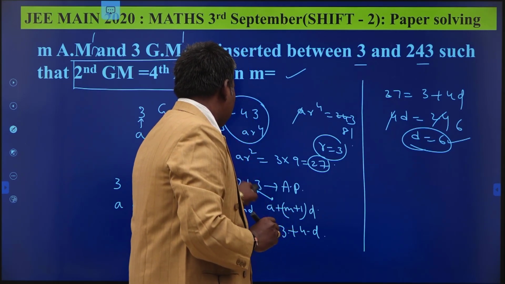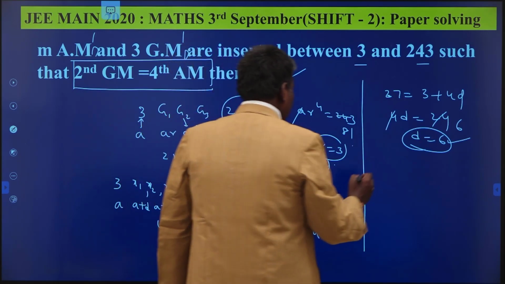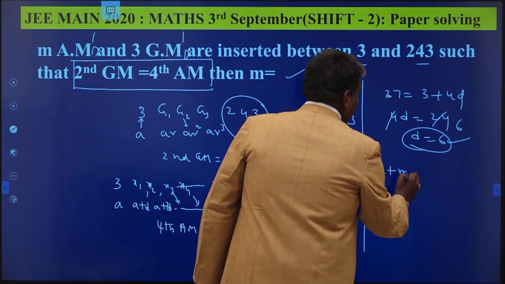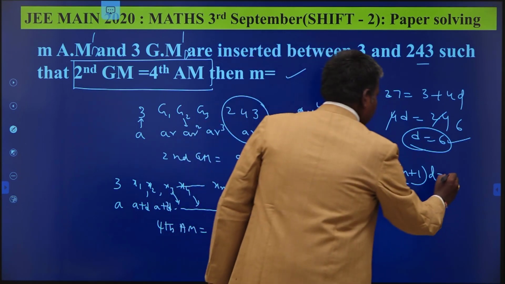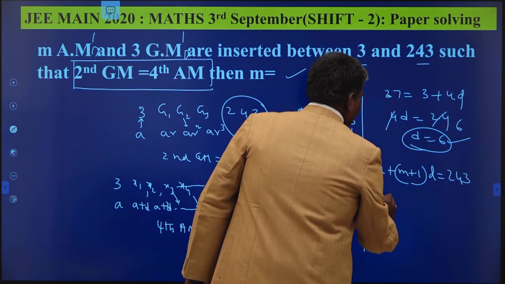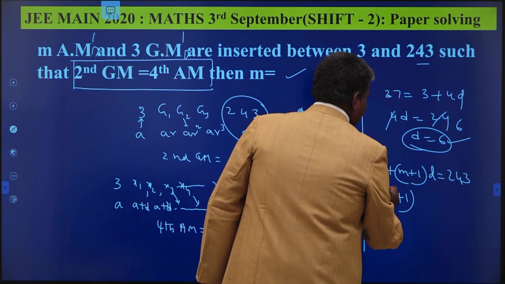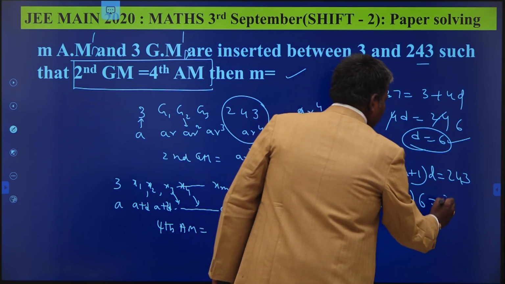Again equate these two. A plus M plus 1 into D is equal to 243. So M plus 1 into D, what is your D? 6, is equal to 240.